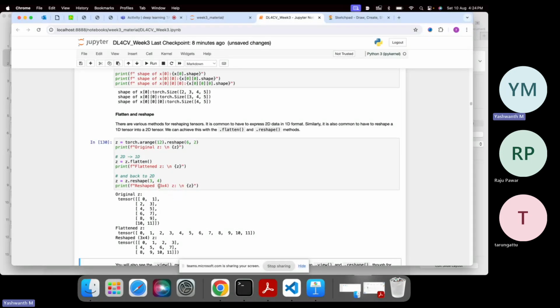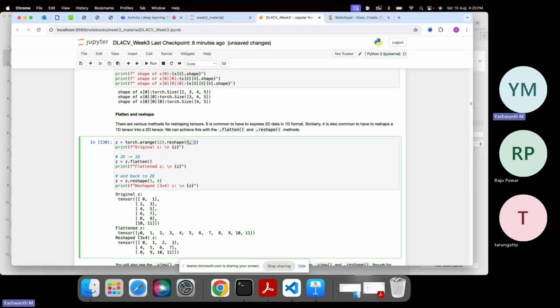So torch.arange(12) will give a one-dimensional tensor of length 12. And when we reshape it, it reshapes to 6 cross 2, as mentioned by the arguments in the reshape function. Basically, it does the reshaping row-wise.